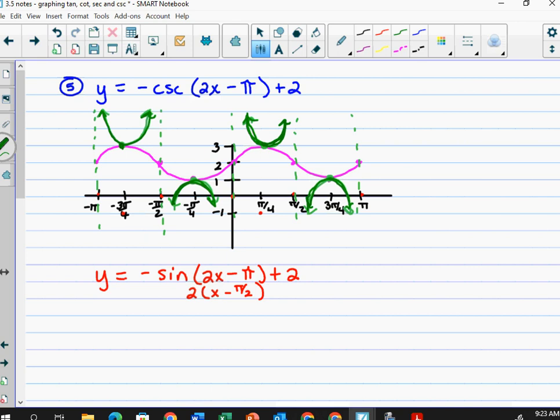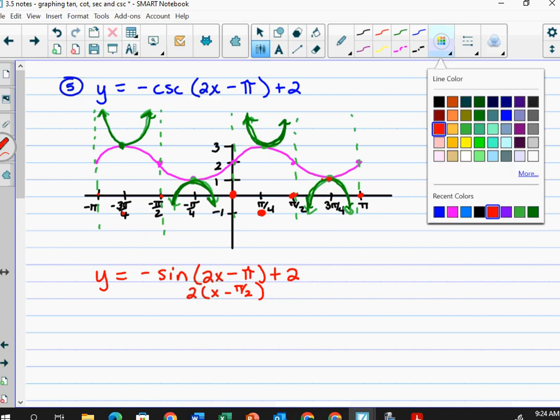I don't understand this. It is flipped and shifted. So you can kind of see, do you see my red dots there and there? That's sine flipped, the red dots. And then I shifted right two tick marks and up two, but I flipped first.